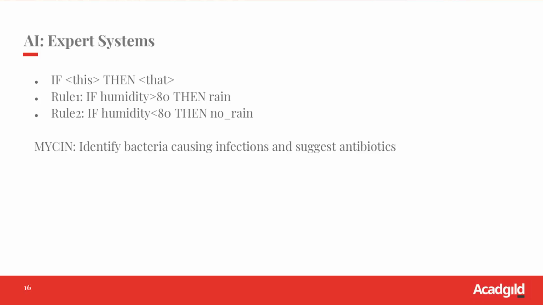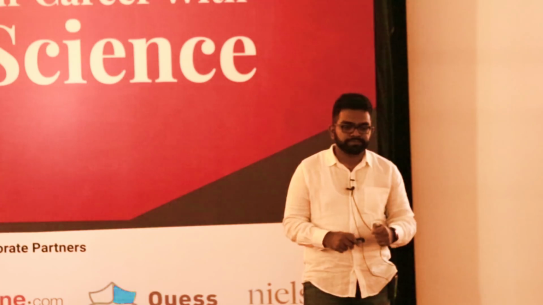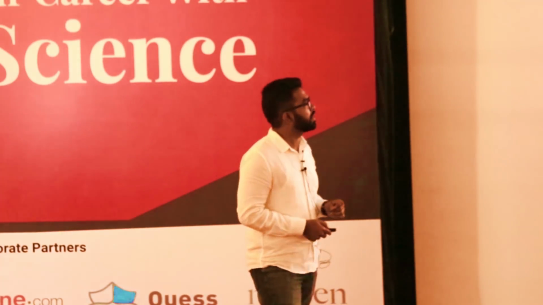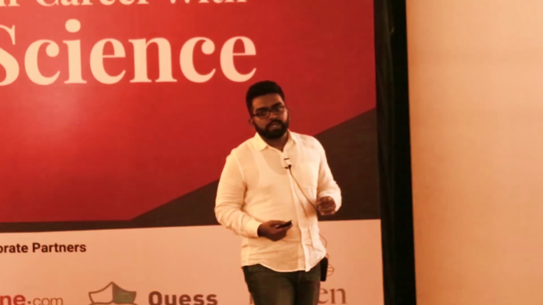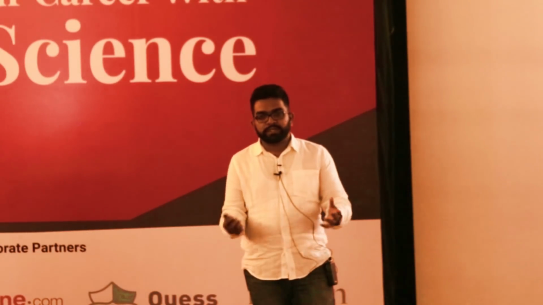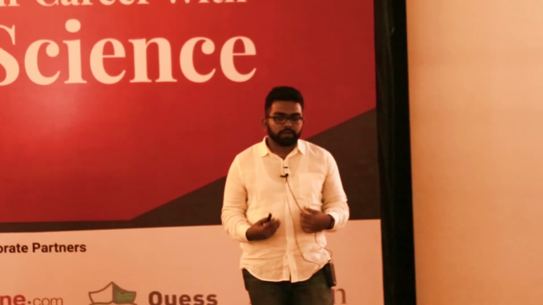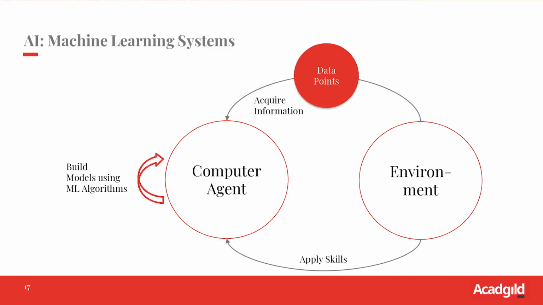Mycin is a Stanford rule-based engine which is used to predict which antibiotics you have to use for any illness that you get. It's like a simple rule-based engine. But then we saw the internet, and we saw the data that is coming in. Now we are not able to build as many rules as we were used to before. We have to use this data.